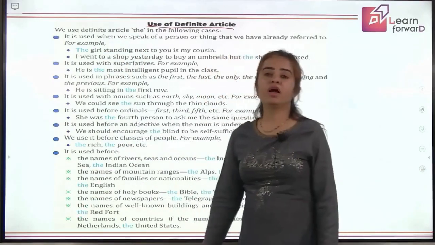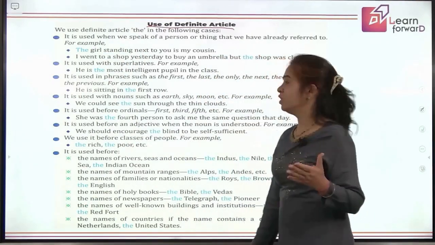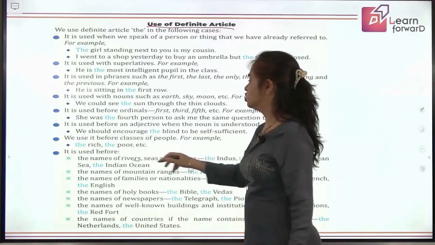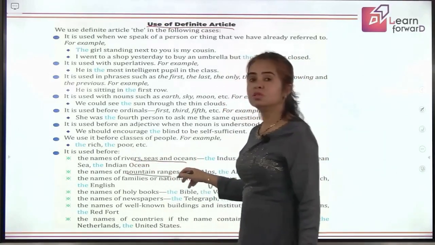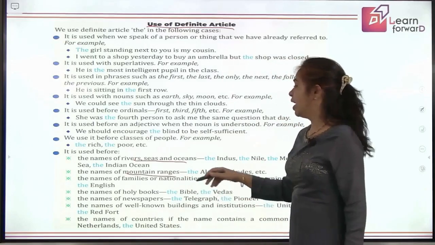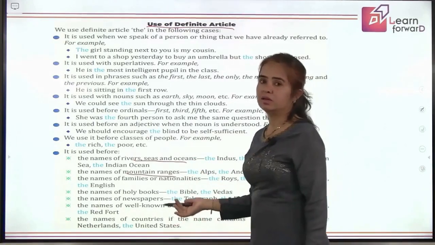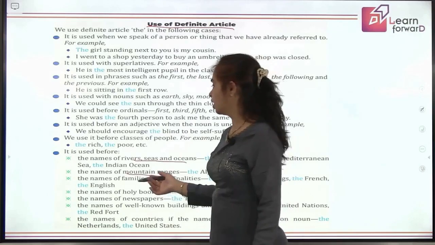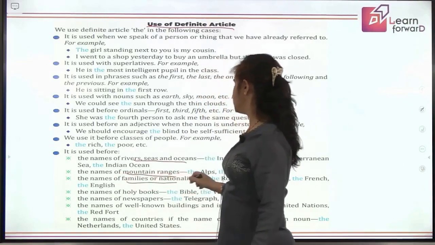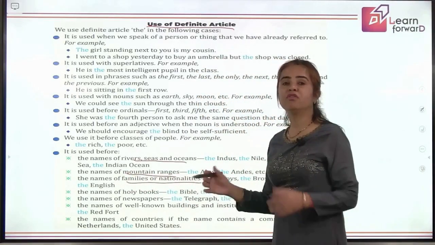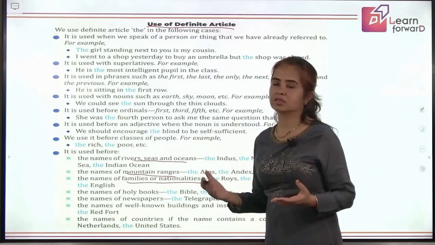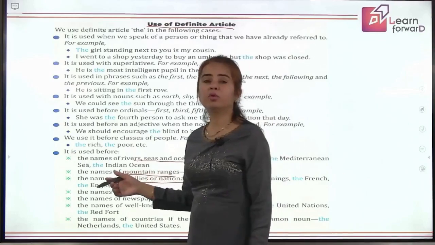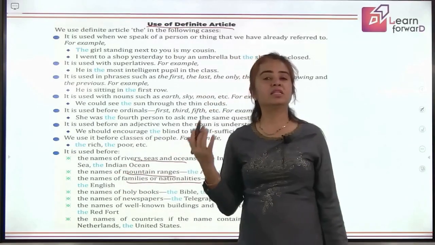Some of them you have already learned, like there is a list. We use "the" with the names of rivers, seas, oceans. These are the water bodies. Then we also use it with mountain ranges. And these are all geographical points we are talking about. Then the names of families or nationalities. Like if we are talking about Indians in general, we'll say the Indians, right? If we are talking about the Guptas, we'll say the Guptas.